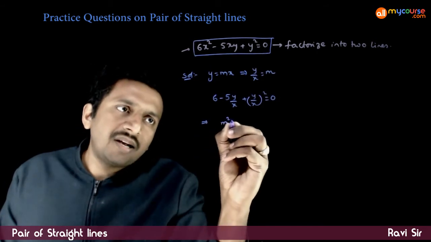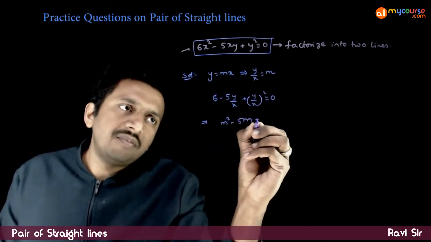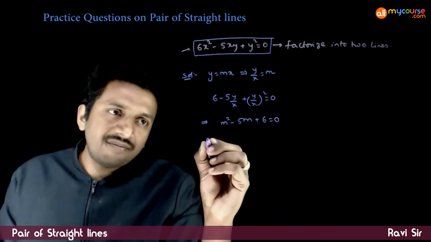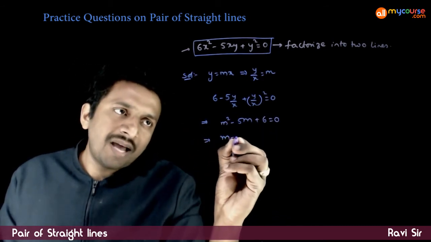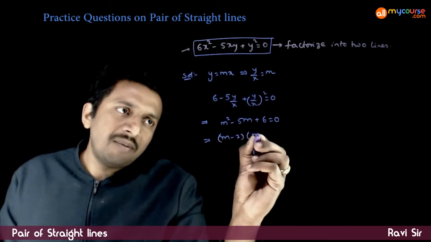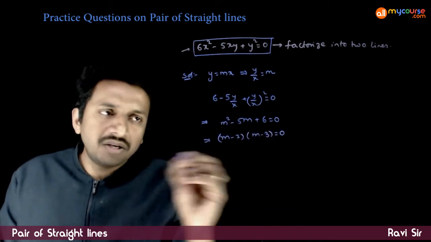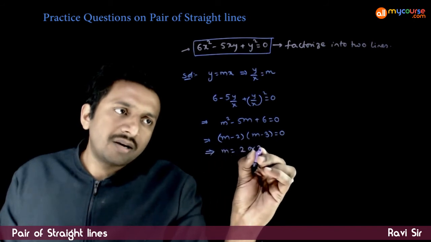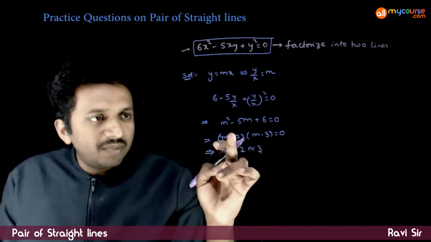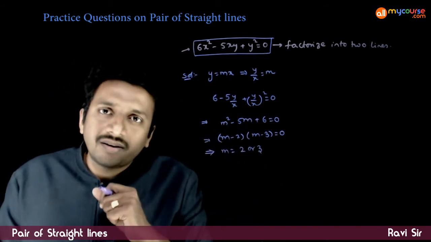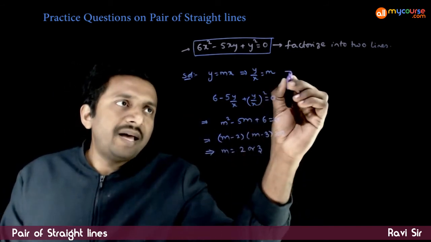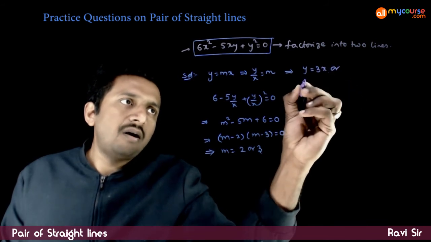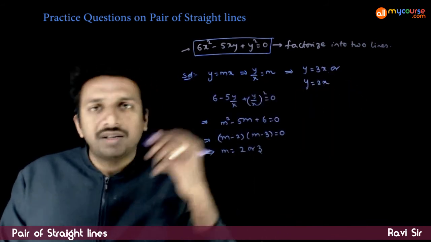So m² − 5m + 6 = 0. This can be very easily factorized into (m − 2)(m − 3) = 0. This implies m is equal to 2 or 3. So this implies the lines are y = 3x or y = 2x.